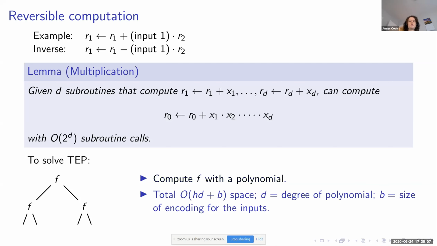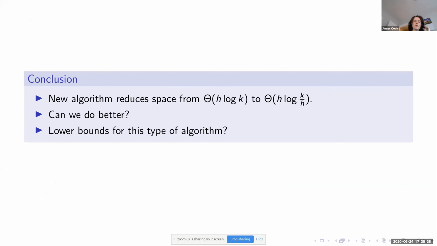The total space that our algorithm uses depends on how we design this polynomial. The space our algorithm uses is h times d plus b, where h is the height of the tree, d is the degree of that polynomial we designed, and b is the size of the encoding we use for the values we store at each node on the tree. To cut a long story short, we found some choice of parameters that makes our algorithm take space h times log of k over h. So to conclude, we found the first algorithm since the original 2010 algorithm that improves on h log k.